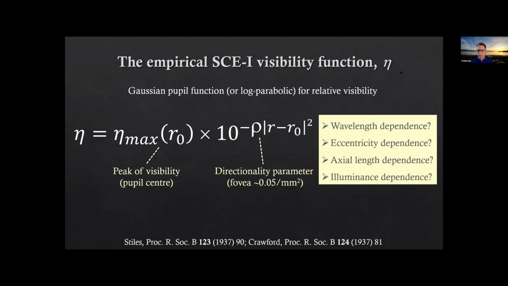But it still raises a couple of questions. For example, what is the wavelength dependence? What is the eccentricity dependence? How does it depend on the actual length of the eye? And finally, how does it depend on illumination, or luminance?